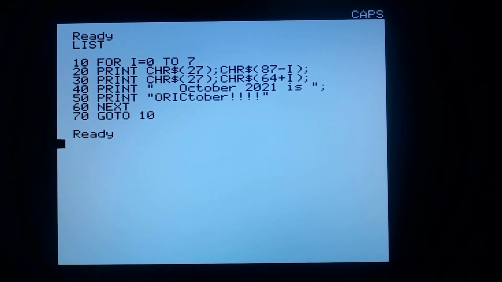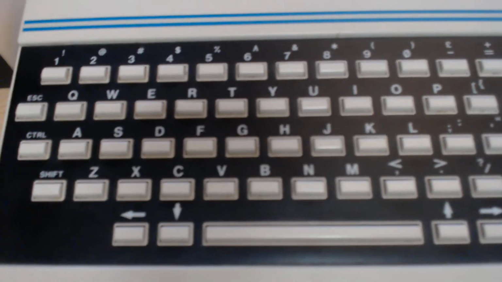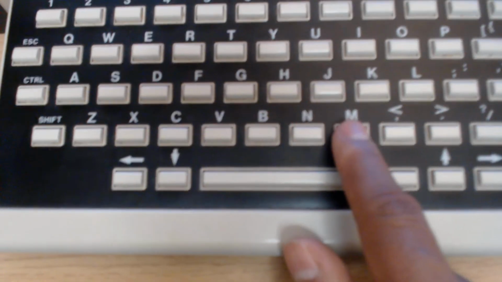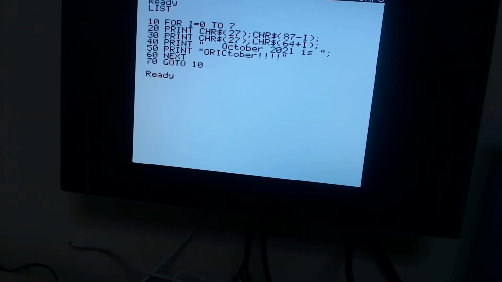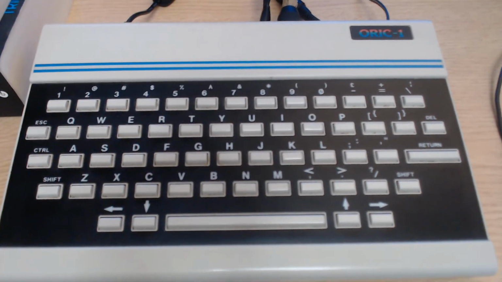So a little bit about the Oric then. What I would like to just show you is that this is a chiclet keyboard. You can see it's like a calculator style keyboard, but really it's not as terrible as a ZX Spectrum, which is what the Oric was actually designed to go up against.